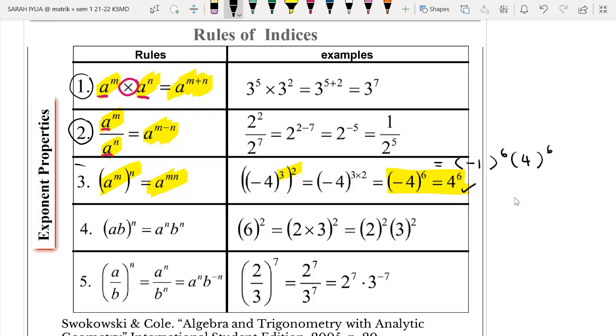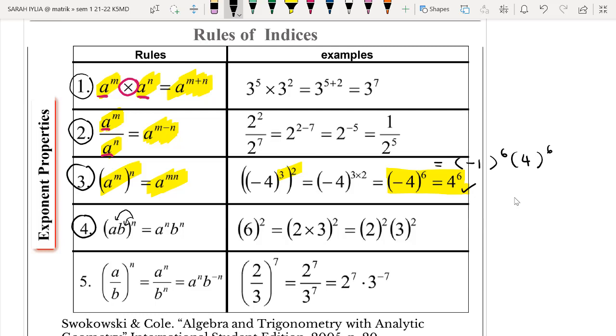Okay. Settle rule number 3, kita masuk rule number 4. If we have A times B, the whole thing to the power of N, and we want to open up our bracket, kita nak buka bracket tu, means that every single element in that bracket will take the power. So that's how we get A to the power of N, B also will be to the power of N. For example, here dia letak tu, 2 times 3 squared. So dia akan jadi 2 squared times 3 squared.